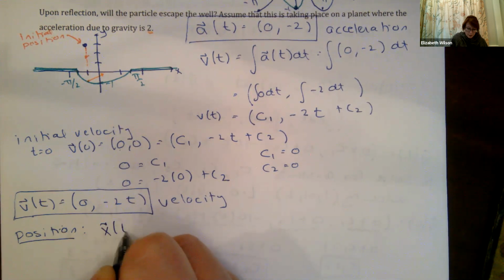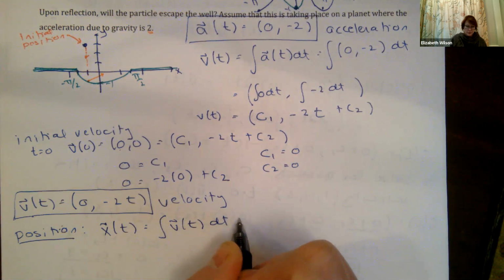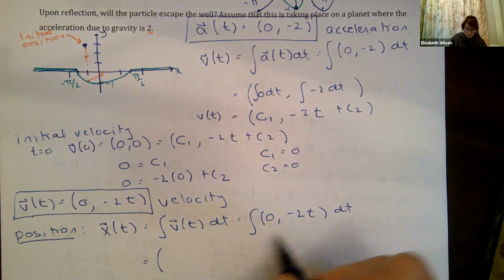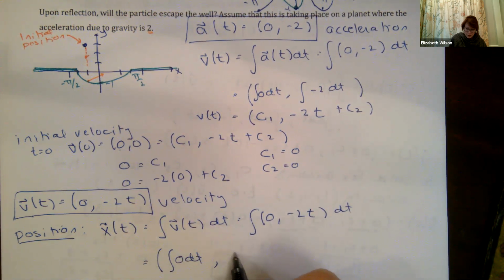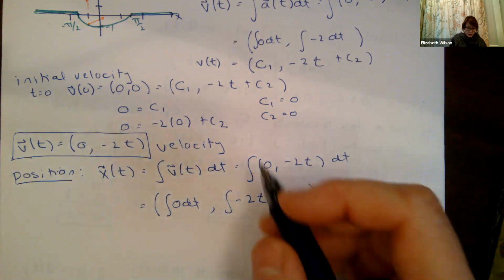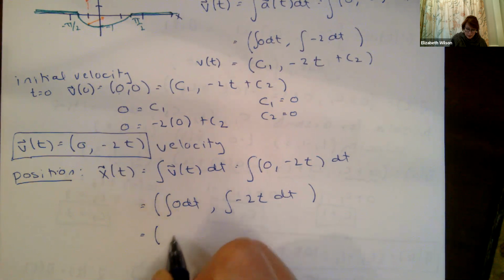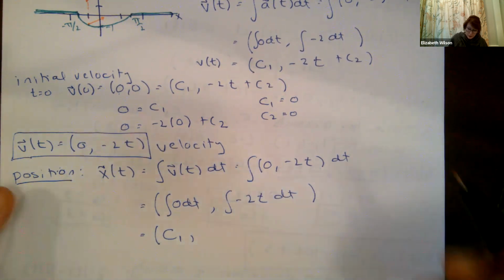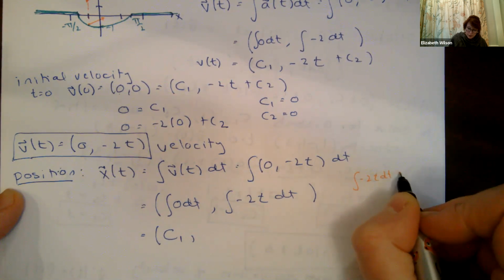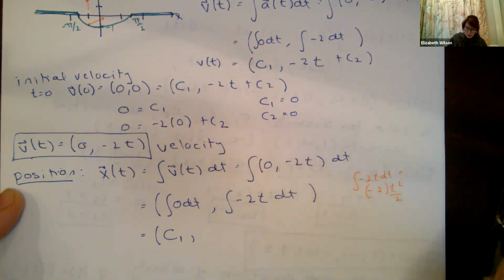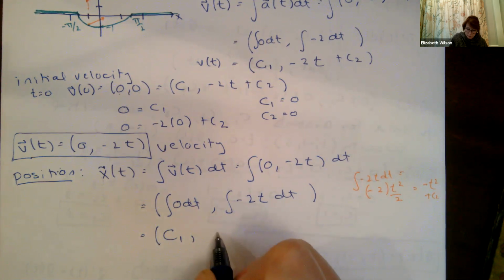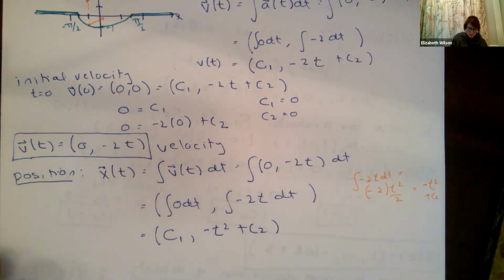So x of t is equal to the integral of my velocity, which is equal to the integral of 0, minus 2t dt. We're going to go integral of 0 dt, and then integral of minus 2t dt, because it's a vector, so we integrate each piece. So I'm going to get 0 plus C1 again, and then, comma, if I integrate minus 2t, that's going to be minus 2 times t squared over 2, which is equal to minus t squared, and then plus another constant term. So that's going to become minus t squared plus C2. And this is x of t.